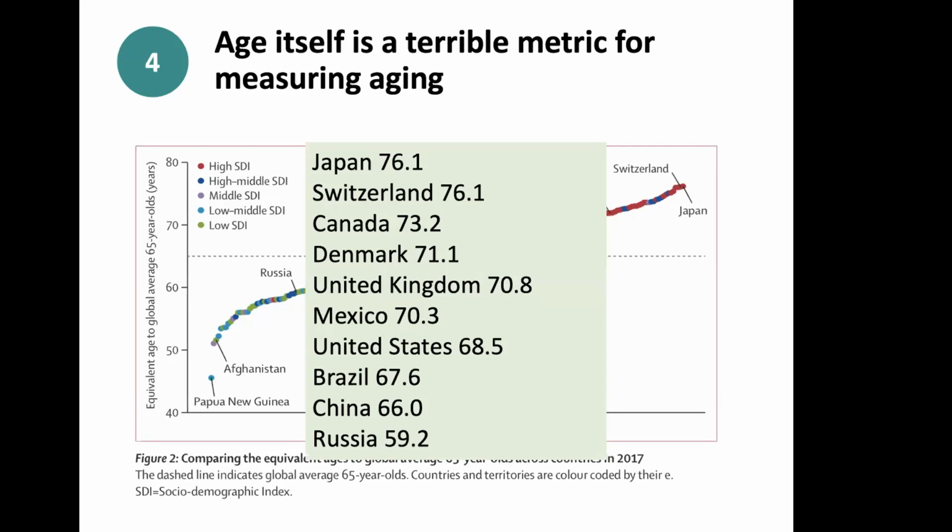I pulled out some numbers that people in the US are mostly interested in. We have Japan and Switzerland on top, Canada at 73, and then some other countries. The United States is at 68.5, so it's good but not great. And then Russia at 59.2. Just to make sure this is clear, even among high-income countries, the differences are wide. A 76-year-old in Japan had the same age-related burden as a 69-year-old in the US. That's a 7-year difference.